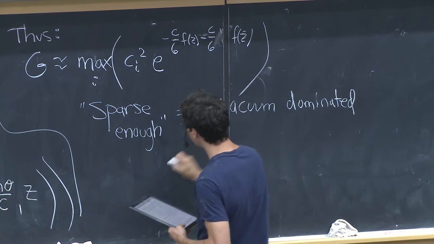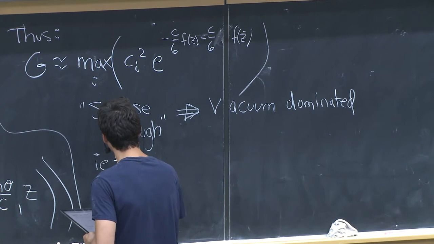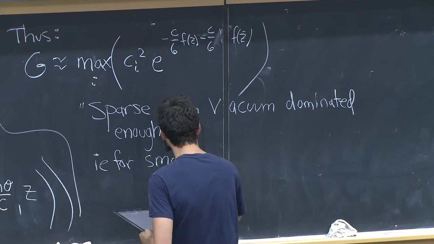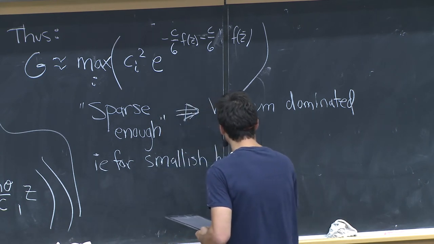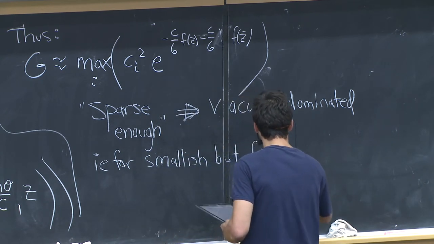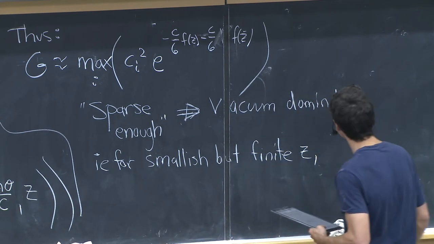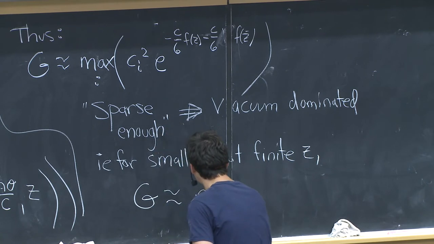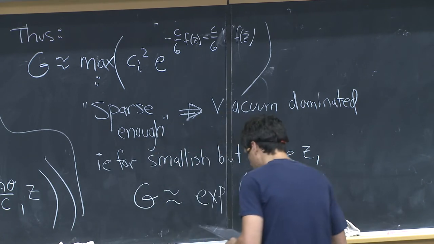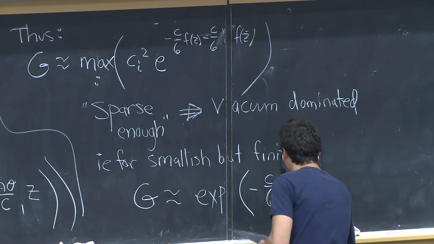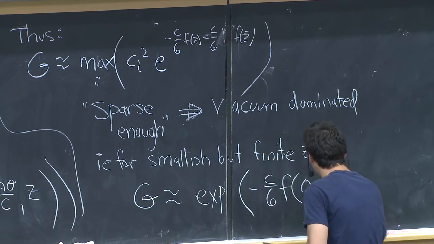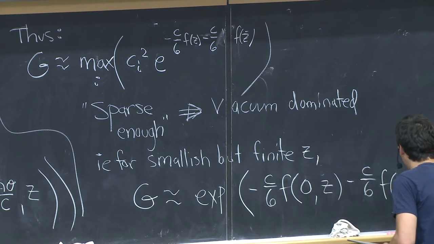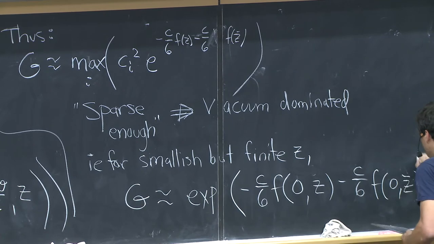That is, for small-ish but finite z, the correlator g is approximately given by exponential minus c over 6 f of 0, z, minus c over 6 f of 0, z bar.